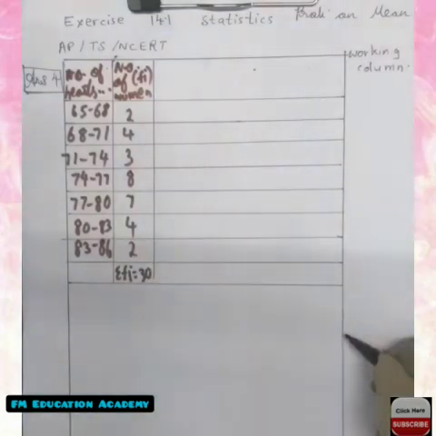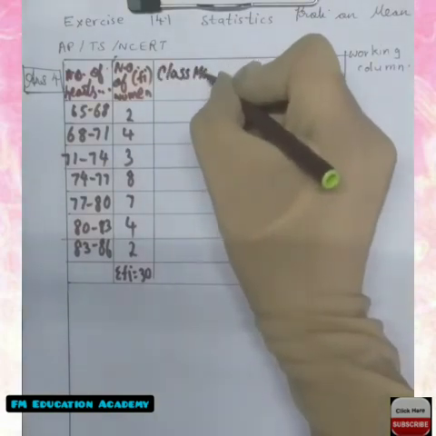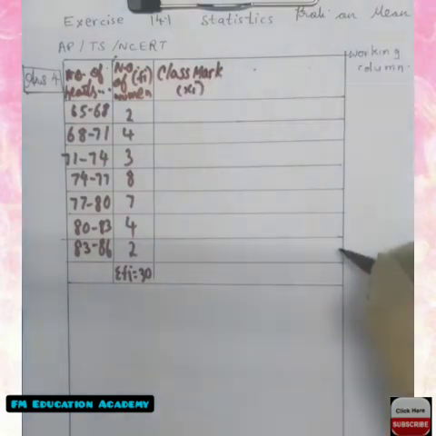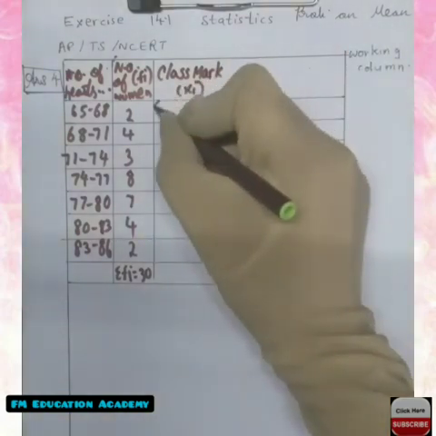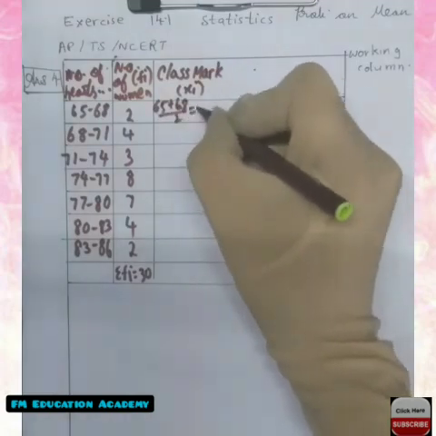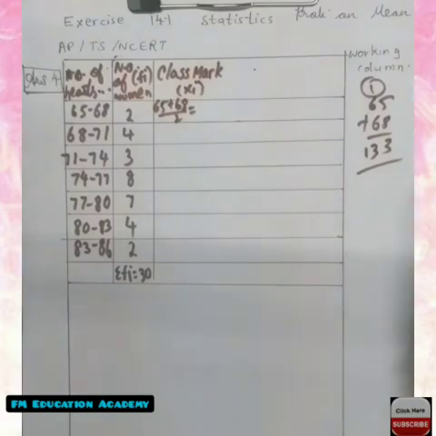Since we are using assumed mean method, the next column will be class mark, that is given by xi. So class mark, we know, is lower limit plus upper limit divided by 2. So 65 plus 68 divided by 2. So 65 plus 68 means 8 plus 5 is 13, 6 plus 6 is 12, 12 plus 1 is 13. I have 133.